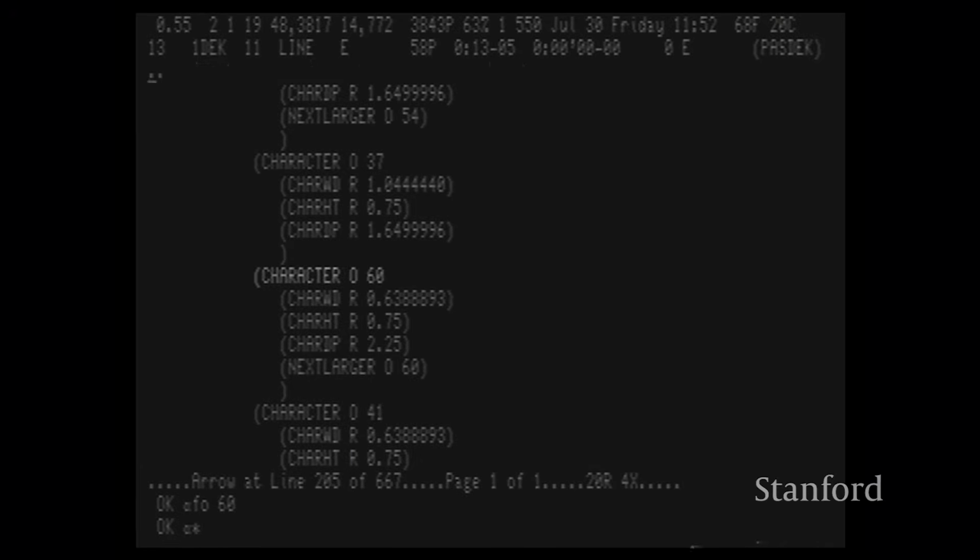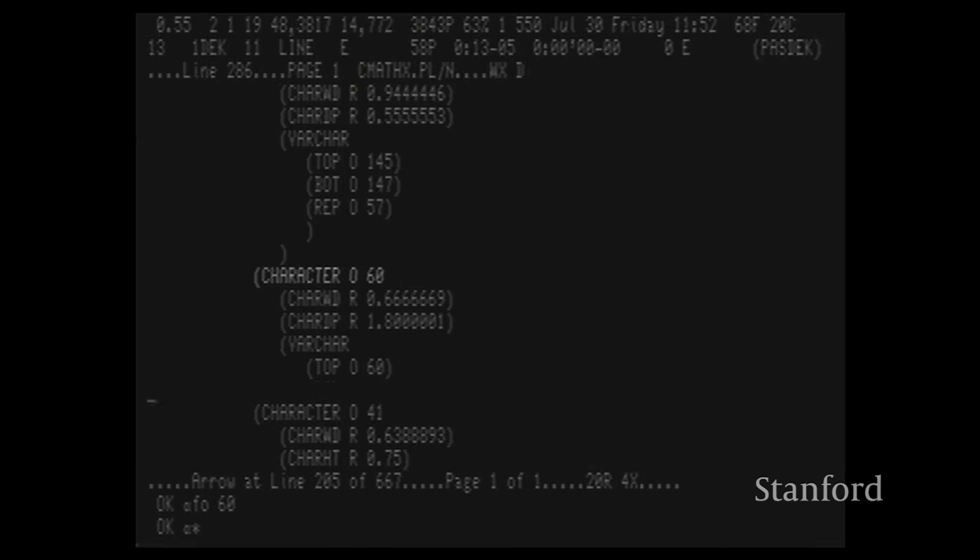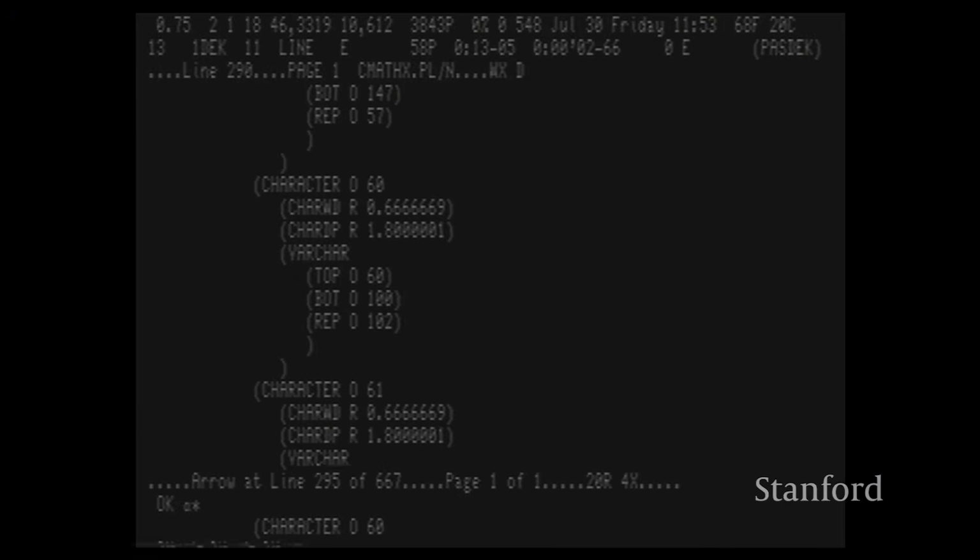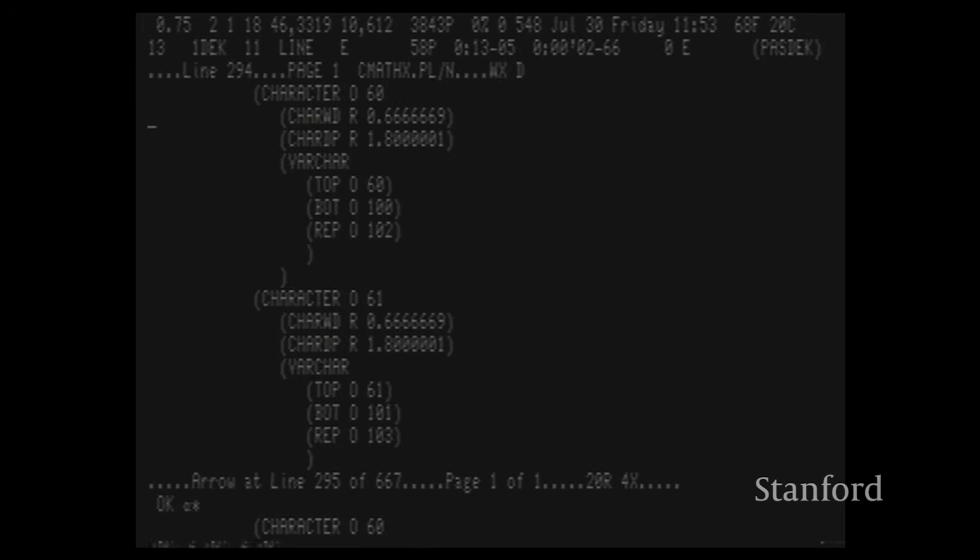And let's see, character 60 is a variable character. So this doesn't have a next larger. This one will keep on going larger and larger and larger because it's extensible. So the varchar part here is for the extensible case, and it says that the top is this character 60 itself. The bottom is character octal 100, and the repeating part is 102. And 61 is going to be the corresponding thing for right parenthesis, I'm sure, so you can see that they're similar, but they use different parts. The repeating part, they can't share it.